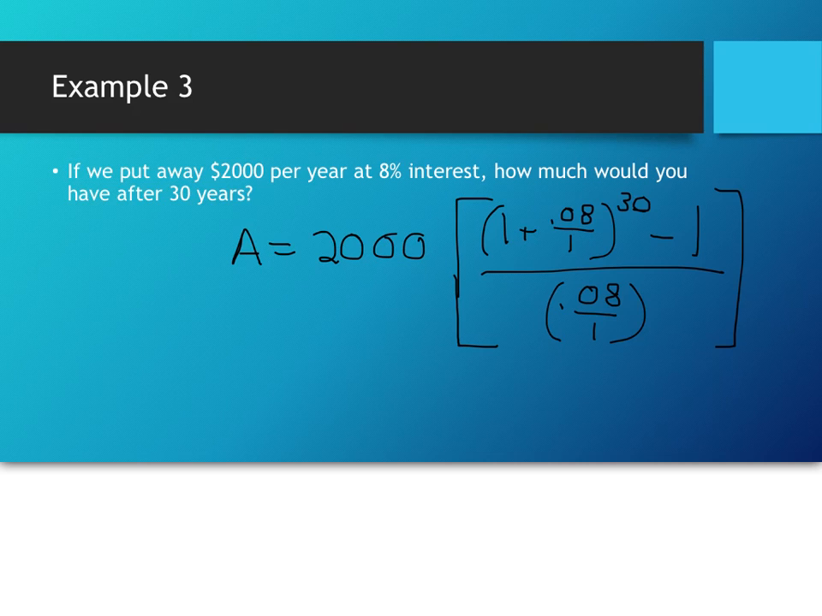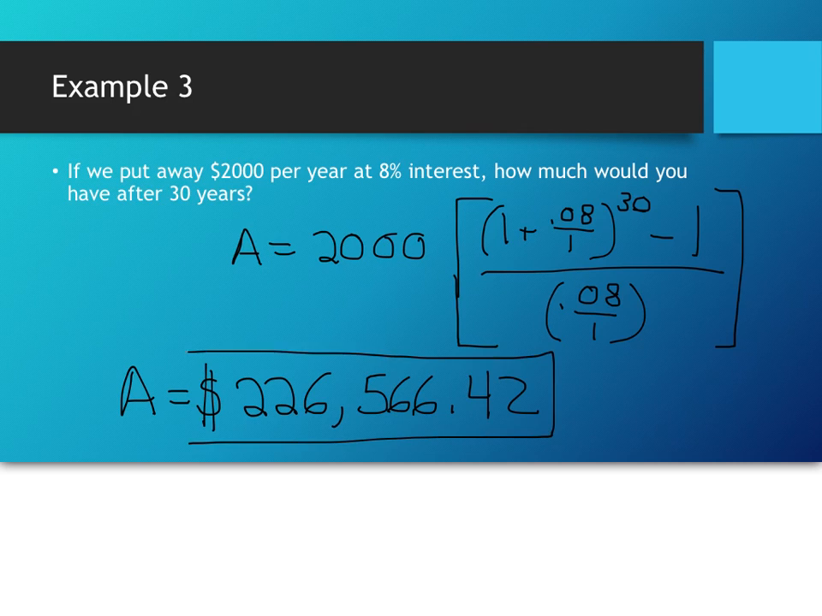And if you've done this correctly, I believe the amount you should have after 30 years is $226,566.42. All right. So by putting away $2,000 for 30 years, by the way, that means you would have put away roughly $60,000. In fact, exactly $60,000. With interest, you get back $226,566.42. And this is, again, how the whole thing of retirement works.